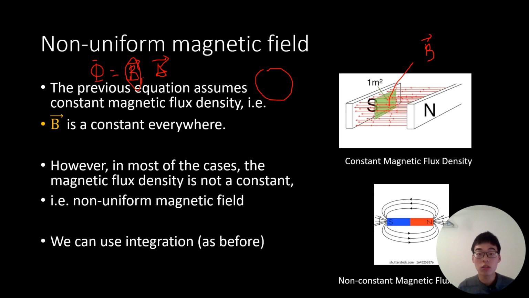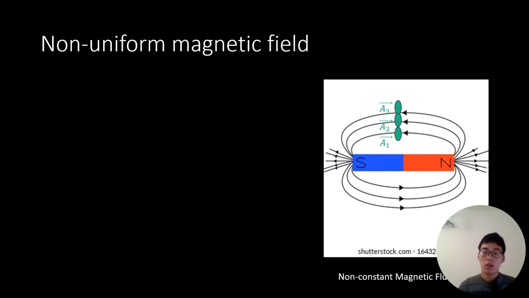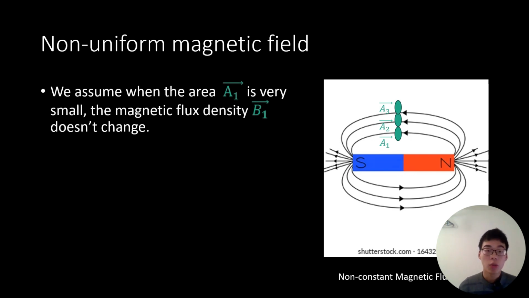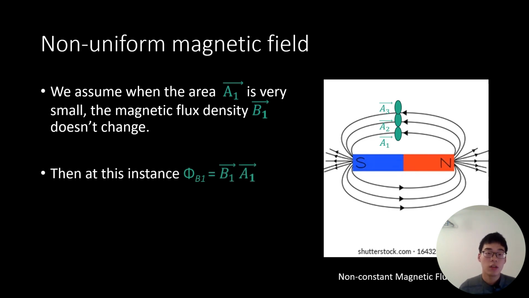However, in the case around a magnet, across the same area A, the magnetic flux density is no longer a constant. Somewhere it's larger, somewhere it's smaller. So we can't use this direct vector dot product form anymore. We need to use integration as before. So how do we do this? We assume when the area A1 is very small, the magnetic flux density B1 doesn't change. So say this small A1 and the B1 is the same. Then at this instance, phi B1 is equal to B1 times A1.